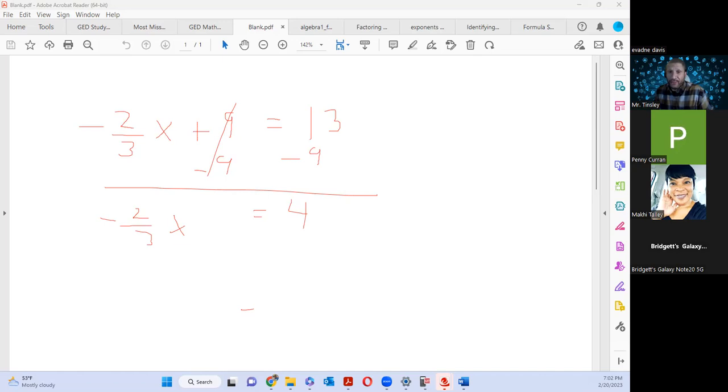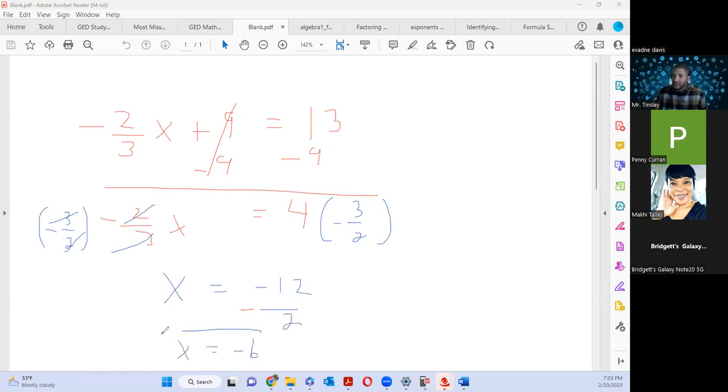So when you're multiplying by negative 2/3, what is the opposite of multiplying by 2? Dividing by 2. What is the opposite of multiplying by 3? Dividing by 3. So what we want to do is take the reciprocal. We multiply by negative 3/2. Whatever we do on one side, we do on the other. So the 2's cancel, the 3's cancel, two negatives make a positive. We have x equals negative 12 over 2, which is negative 6.